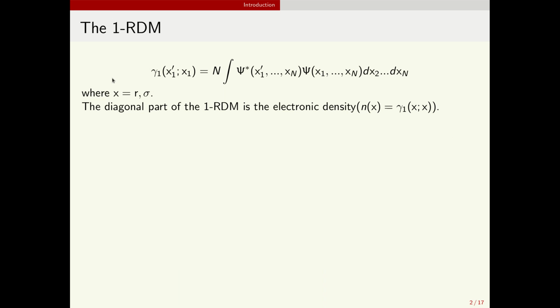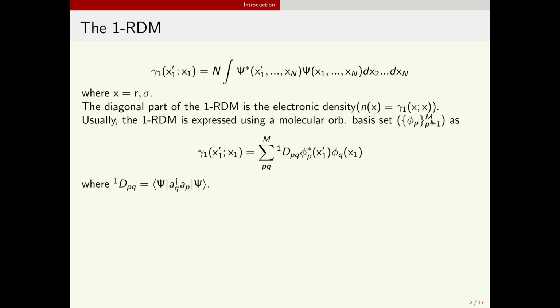Today I'm going to talk about improved density matrices from GW approximation. First of all, let me introduce what is a first-order reduced density matrix, the 1RDM. It can be defined as the product between the wave function and its complex conjugate, integrated over all coordinates except for x1 and x1 prime, and multiplied by N, the number of electrons. The diagonal part of the 1RDM is nothing but the electronic density.